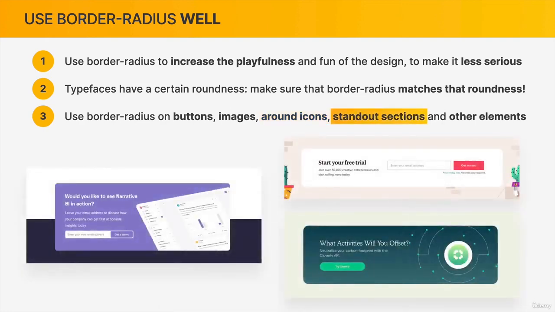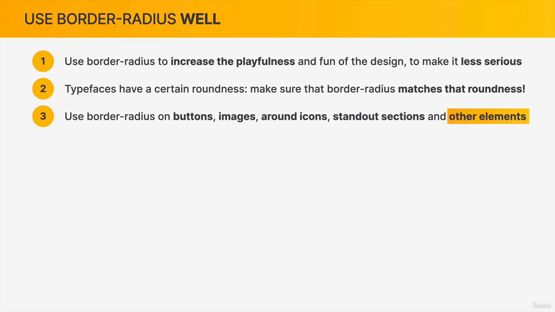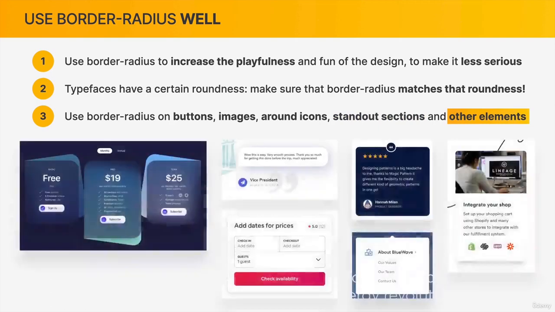Next, border radius is also used on some sections that we want to stand out, so a little bit like a shadow as well. And finally, also some other kind of random elements can always use some border radius. So here are just a couple of more elements that I found when researching the course that use some border radius in some form or another. And so I hope that these examples can help you to find some inspiration, along of course with all the other ones that I showed you in this lecture.